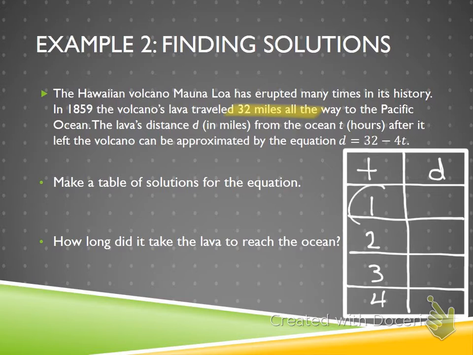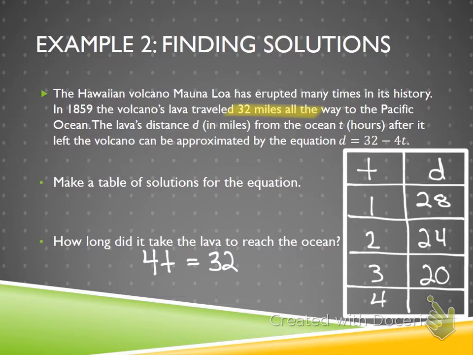If I plug in 1 hour for t, what's 4 times 1? 4. What's 32 minus 4? 28. So after 1 hour, it's now 28 miles from the ocean. After 2 hours, how far is it from the ocean? 24. After 3 hours, how far? 20. What is my pattern? It's going down by 4. It's traveling 4 miles per hour. Right? 4 miles per hour. So could I assume 4 miles per hour, which is my time, equals my total miles, correct?